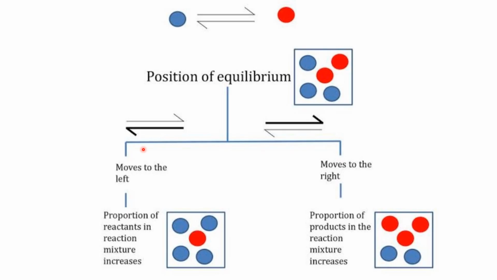So next we have the position of equilibrium. Position of equilibrium अगर left side पे move करेगी towards the reactants, तो मतलब equilibrium mixture में reactants की concentration ज़्यादा हो जाएगी. अगर ये move करेगी towards right, products की तरफ, तो it means कि products की जो concentration है equilibrium mixture में वो ज़्यादा हो जाएगी.